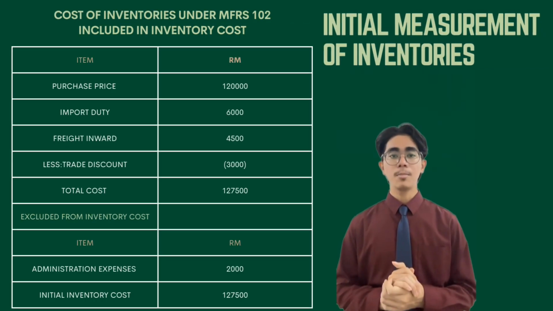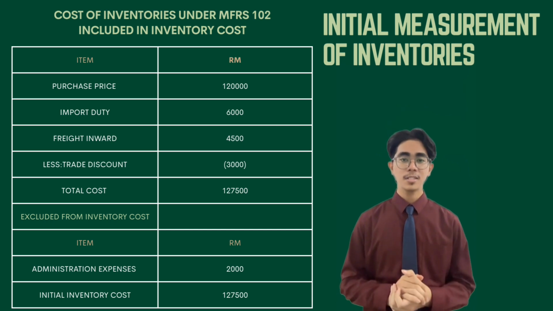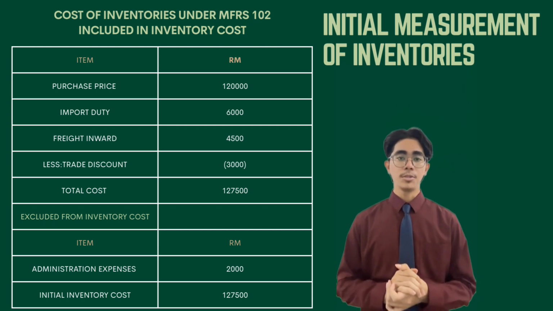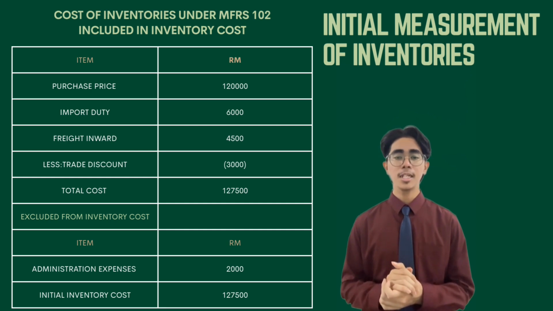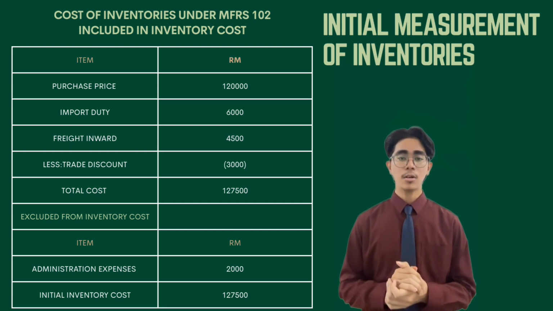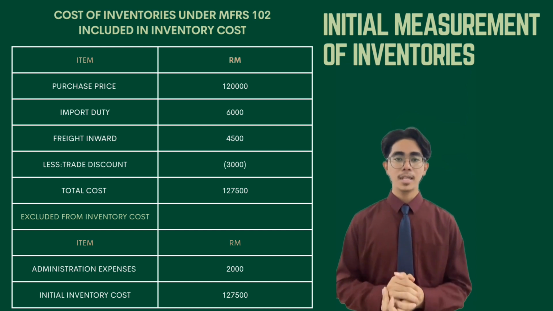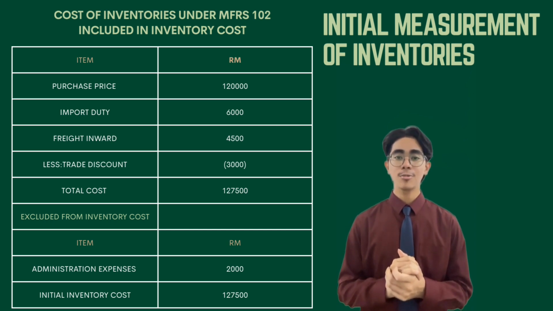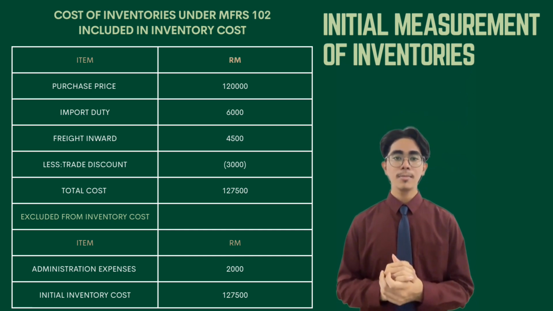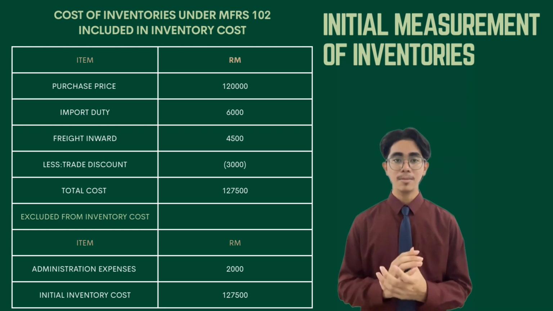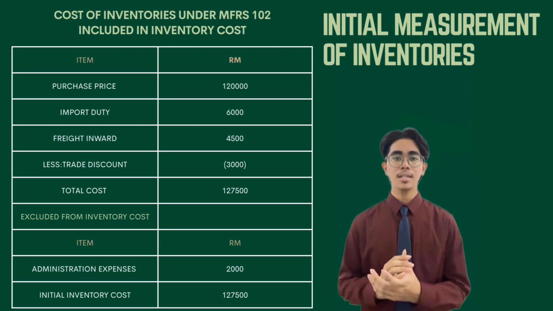Thank you, Zafran. Now I will explain about initial measurement of inventories. The first requirement under MFRS 102 is to determine the cost of inventories at initial recognition. According to the standard, inventory cost includes all costs incurred to acquire the inventories and bring them to their present location and condition. For Bright Mart Trading Sdn Bhd, the purchase price of inventories is 120,000. In addition, the company incurred import duty of 6,000 and freight inward charge of 4,500. These costs are included because they are directly attributable to acquiring and transporting the inventories.